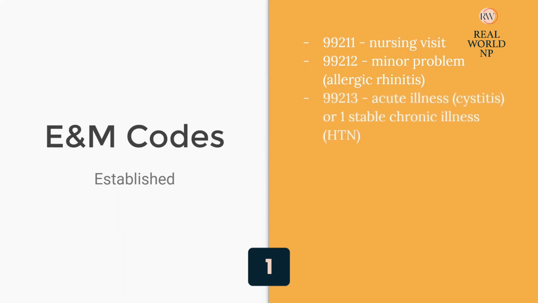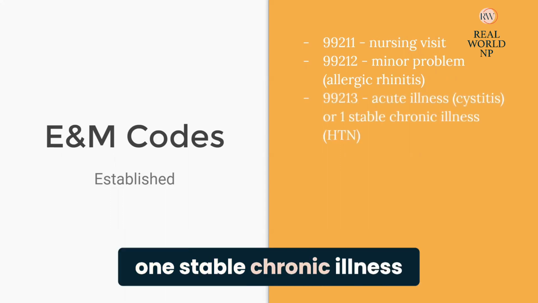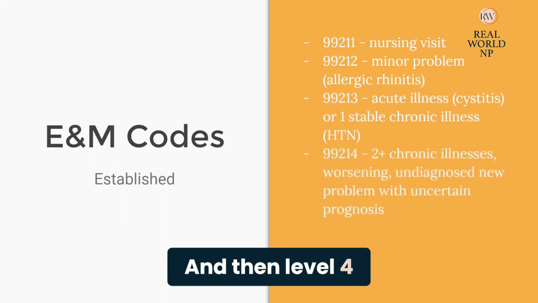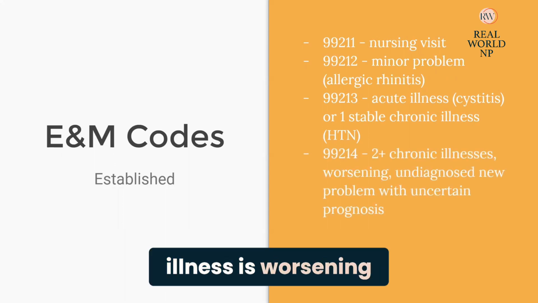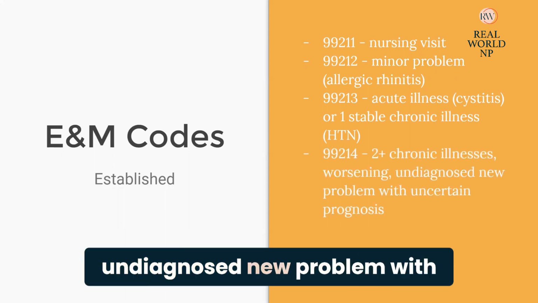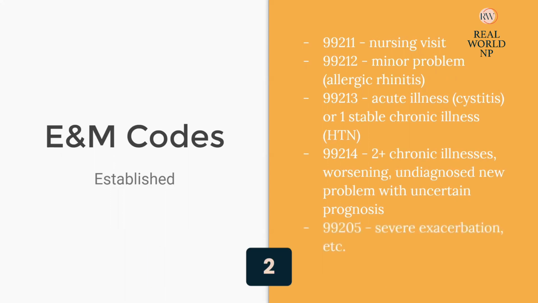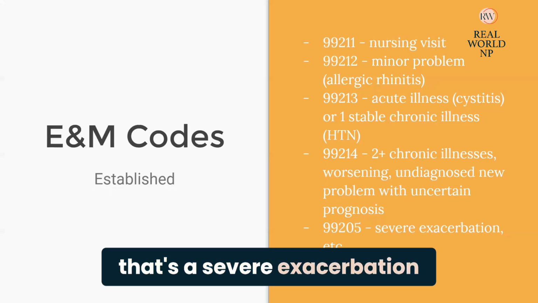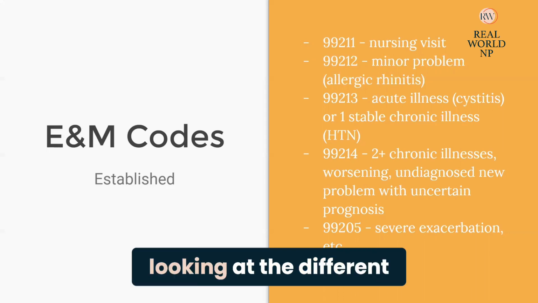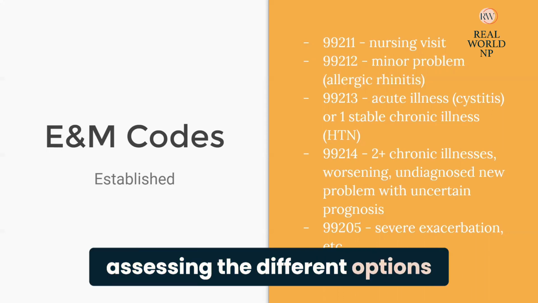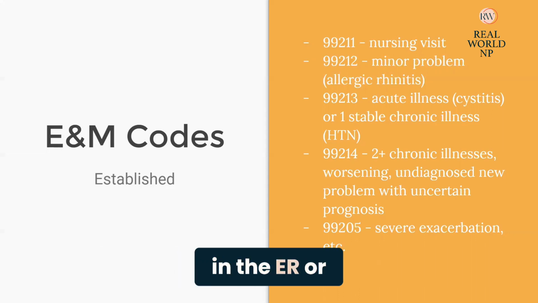99213, the level 3, is for example an acute illness like a cystitis or one stable chronic illness. Level 4, 99214, is 2 or more chronic illnesses, or a chronic illness that is worsening, or for example an undiagnosed new problem with an uncertain prognosis like abdominal pain. And then, I'm sorry, that should say 99215. That's a severe exacerbation, and I've actually never coded for a level 5 in primary care. You'll see when you look at the table of risk, assessing the different examples that are there, typically those patients need to be cared for in the ER or the hospital setting.